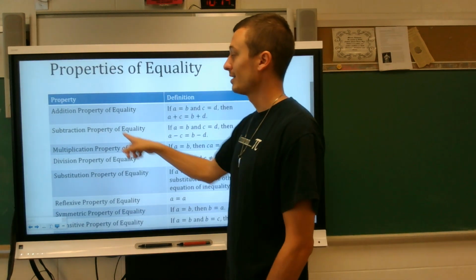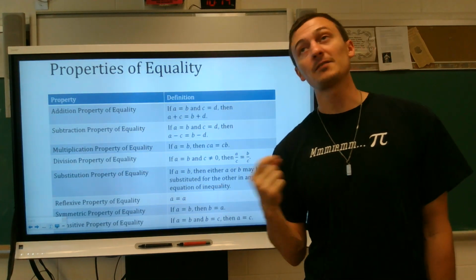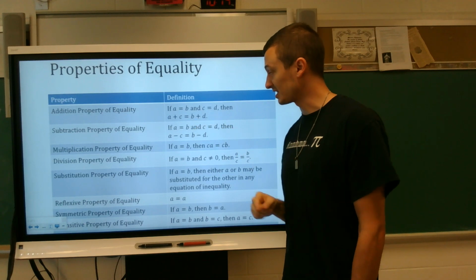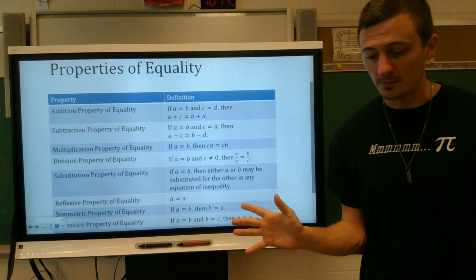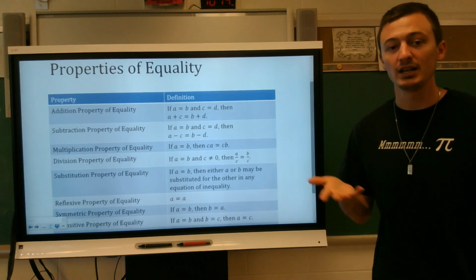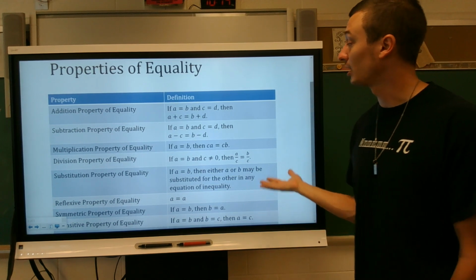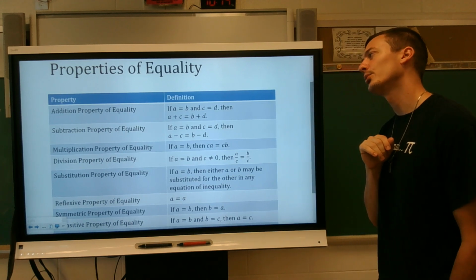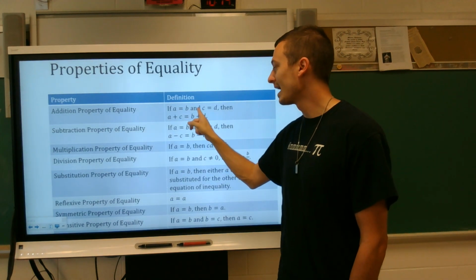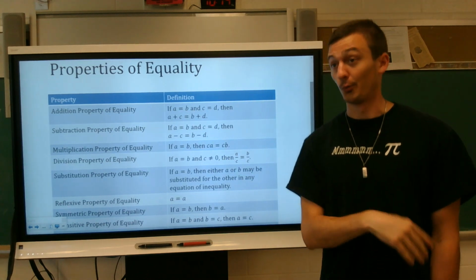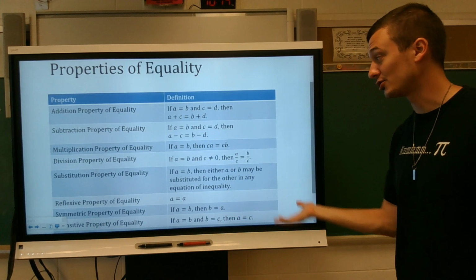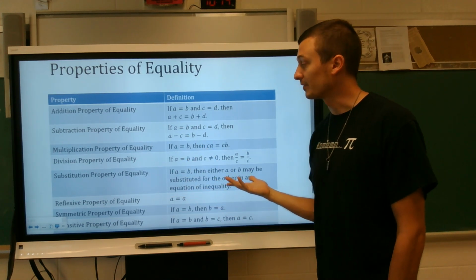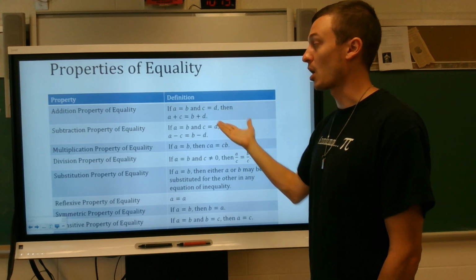Properties of equality. The addition property of equality says that if A equals B and C equals D, you can write A plus C equals B plus D. Now, that's a lot of letters. It's something very simple, and you use this all the time in algebra, and you should be familiar with it, but you may have never seen it look like this. So all it's saying is that if I have some equation, I can add the same thing to both sides, which you've done already. You know how to do that. This is just the mathematical, very specific way of stating a property.